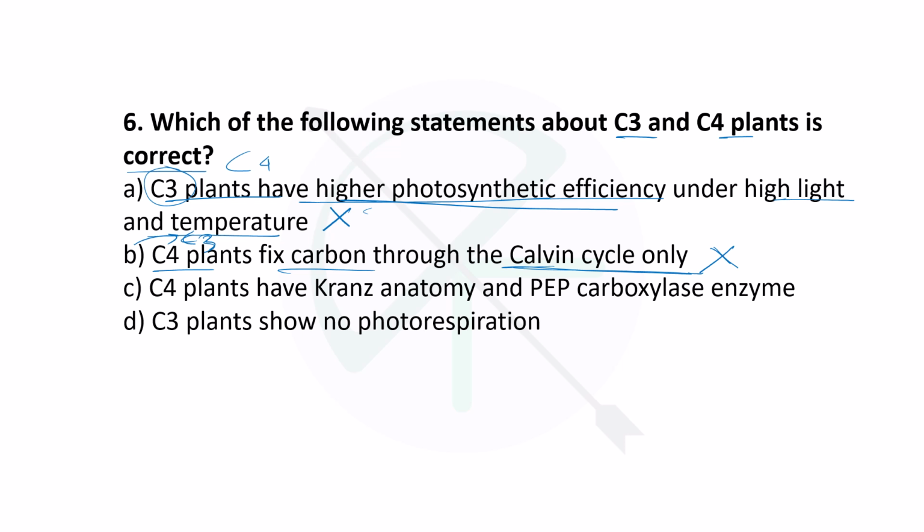Then C4 plants have Kranz anatomy and PEP carboxylase enzyme. This is true. And the last statement, C3 plants show no photorespiration. This is wrong. This would have been C4. All the C4 plants along with some CAM plants show no photorespiration. So the correct statement is only option number C.